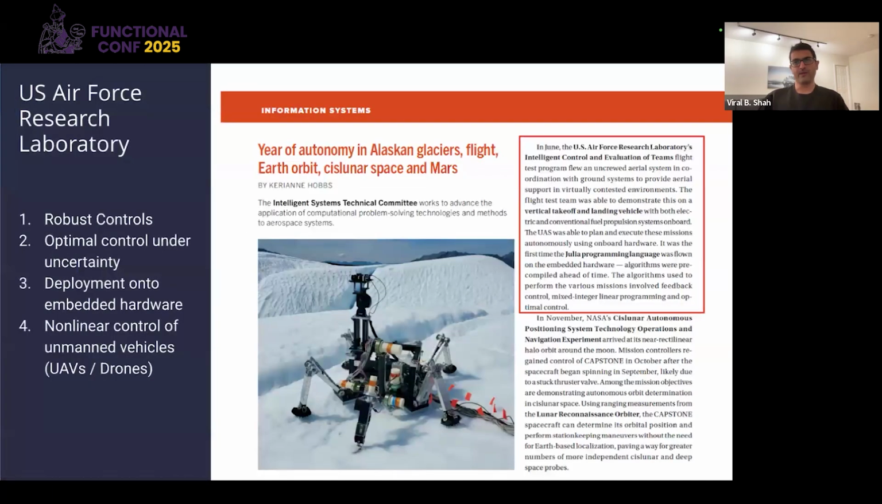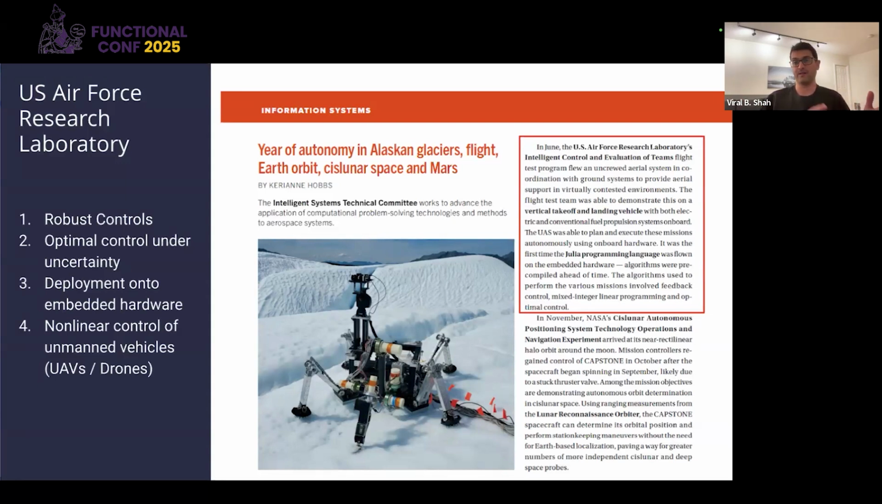The U.S. Air Force Research Laboratory built a drone. That's not a picture of the drone, actually, it's a different picture. The actual relevant text is here: they built a drone that used a control system written in Julia for automatic path planning in flight using nonlinear control algorithms. Traditionally, control algorithms that run on devices are very simple. They're often linear PID systems.